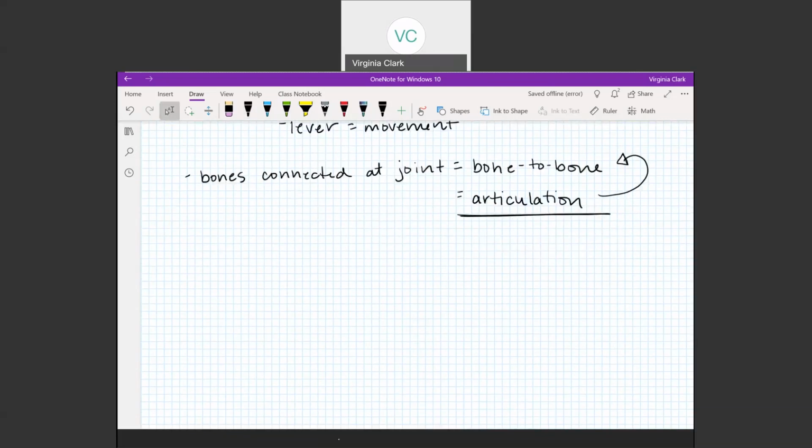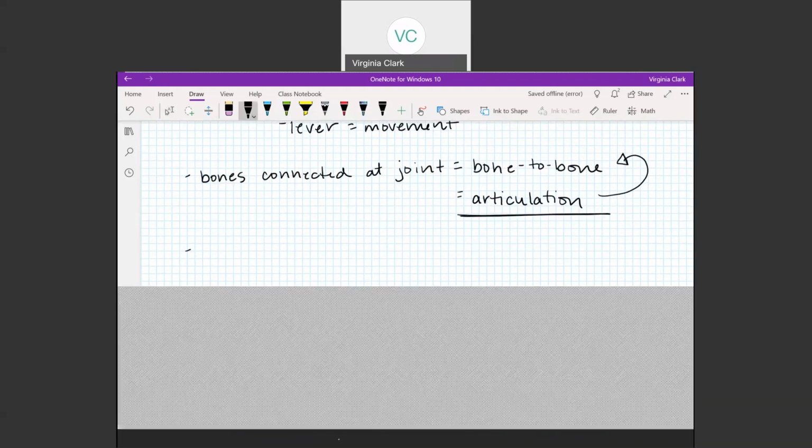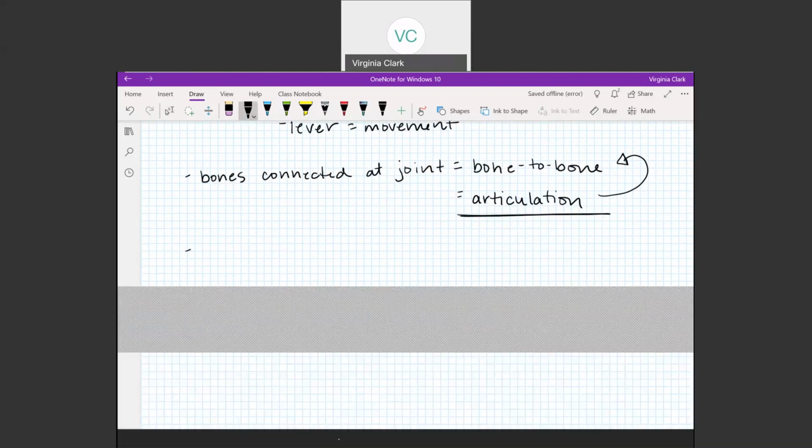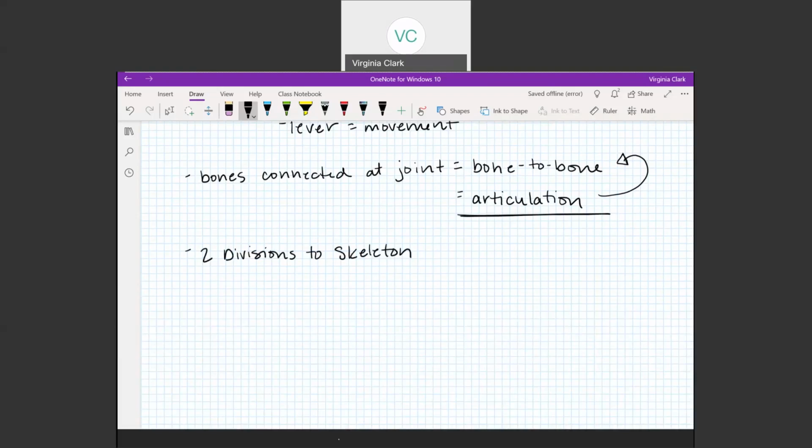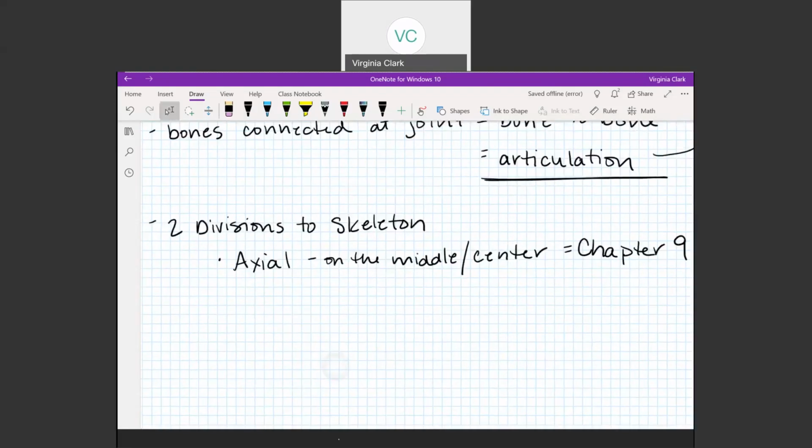Okay, looking at our skeleton, there are going to be two divisions to your skeleton. The first division to your skeleton is going to be your axial skeleton. And this is going to be everything that is on the midline or on the center of the body. So the axial skeleton will be covered in chapter 9. So that's where we'll go over all of the bones that make up the axial skeleton.